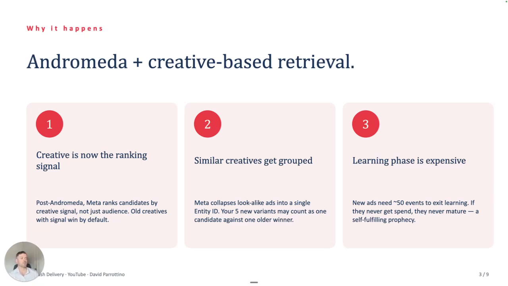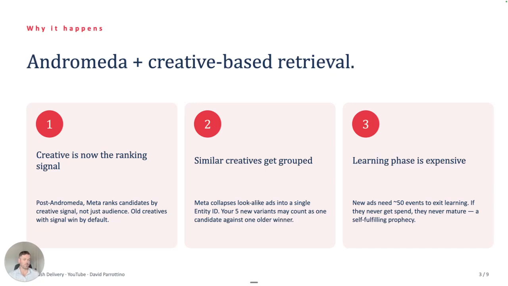So similar creatives get grouped. In the past, you could have an ad with a headline, say it's a picture of a shoe, right? And you just change the headline. A couple years ago, that was two separate ads in Meta's eyes. Today, Meta reads that as the same ad. Why? Because it's a similar creative. And so now we have to be very, very strategic with our variants.